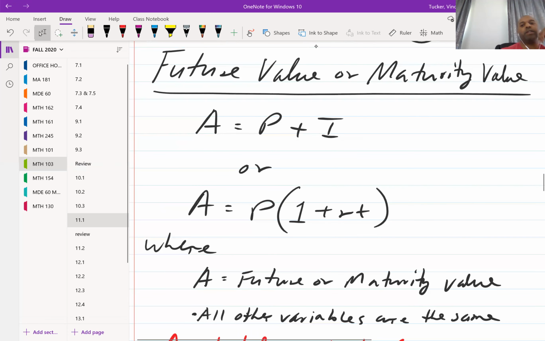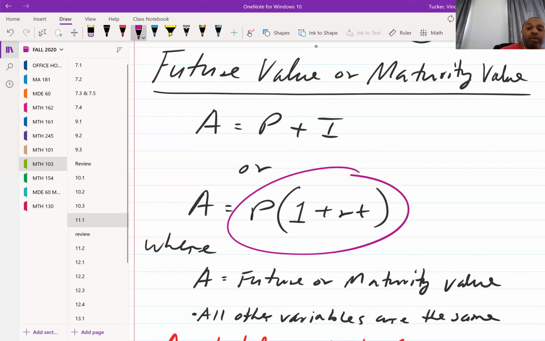All right. The next thing, future value. A is going to represent your future value or maturity value. Those are the same thing, used synonymously. They could ask you for the future value or the maturity value, and both of those are A. If you've already calculated your interest, all you do is add that interest to your principal. That would be the future value, the amount of money in the account after however many years. Or if you haven't calculated the interest, you can use this formula, P times 1 plus RT, and that will give you that same future value.